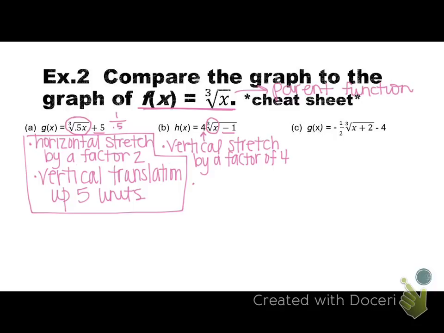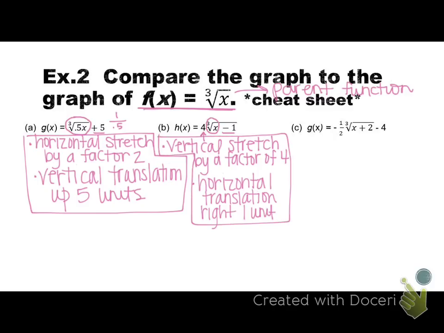And then of course, when they are subtracting 1 from just x, that's a horizontal translation. And again, it's horizontal, so it's the opposite. We see minus 1, we think left, but it's actually right, 1 unit. So there are your 2 transformations for letter B. Letter C, same thing. Pause, see what you can figure out on letter C, and then come back. On this one again, I saved the more complicated one for the end.